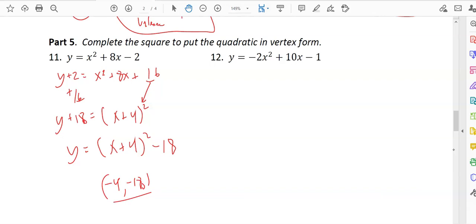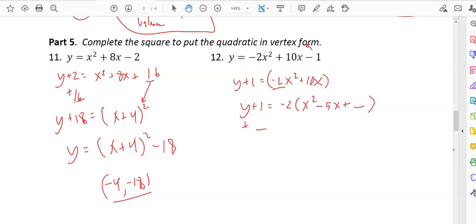Okay, this is a little tougher now. Move the constant over first, add 1 to both sides. Y plus 1 equals negative 2 x squared plus 10x. So in this context, we want to pull out, not the GCF, but just the a value. So we're going to factor that out. So y plus 1 equals negative 2 times x squared, I guess it would be minus 5x plus blank plus blank.